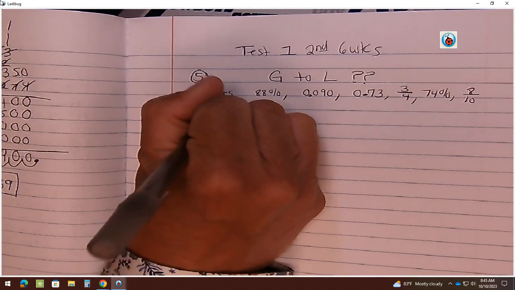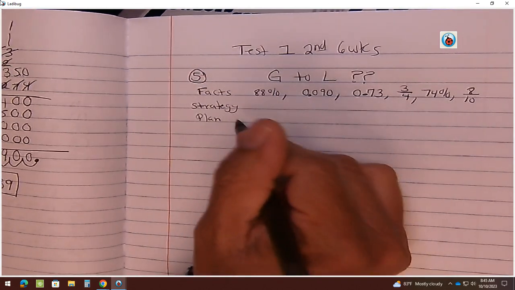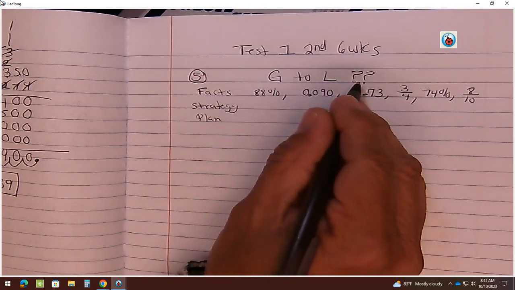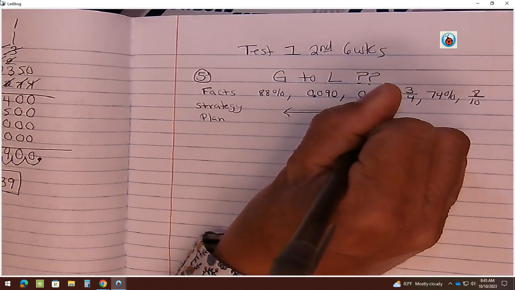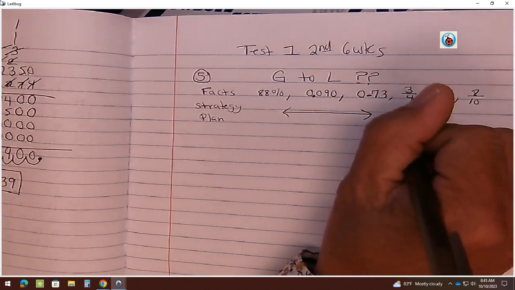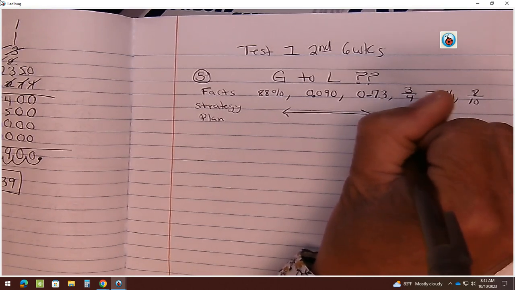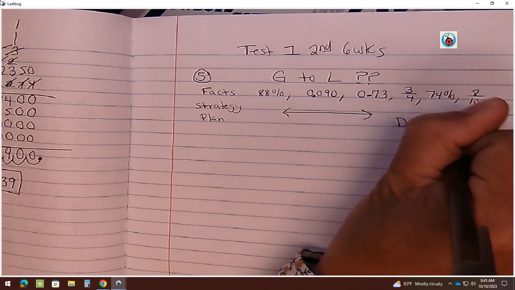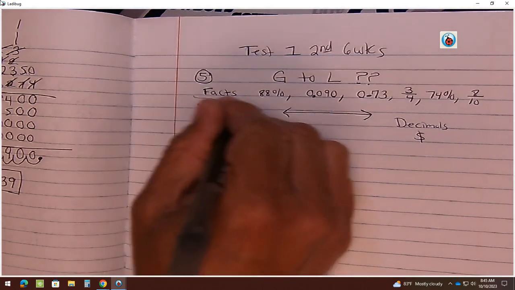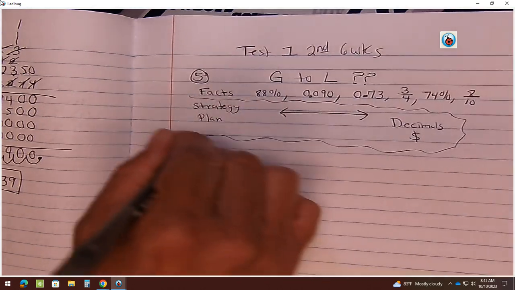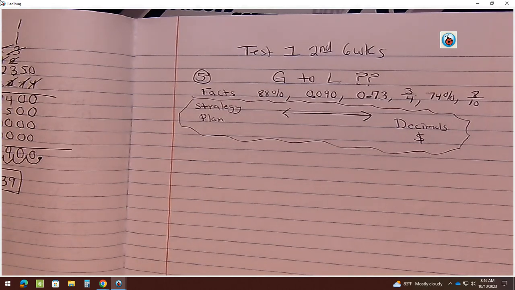Then after you do that, you should have an idea of a strategy or a plan. So what's our strategy or plan when we're going to put things in order? We need to draw a number line, and we need to change everything to what? Decimals, money. This is my strategy or plan. Questions with that part?